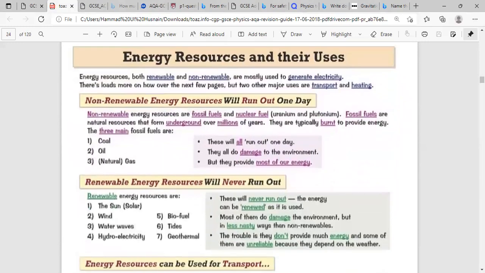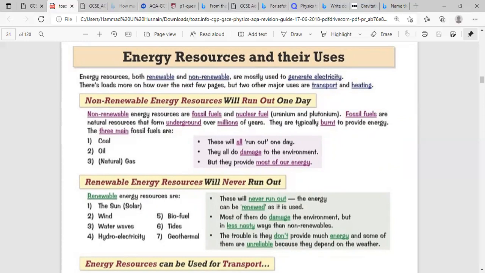Okay. So, energy resources and their uses. Moving towards the next topic. What comes to your mind, what must an energy resource be? Like I am asking the same question from you: what does it mean by an energy source? An energy source is where you can get a source of energy from.